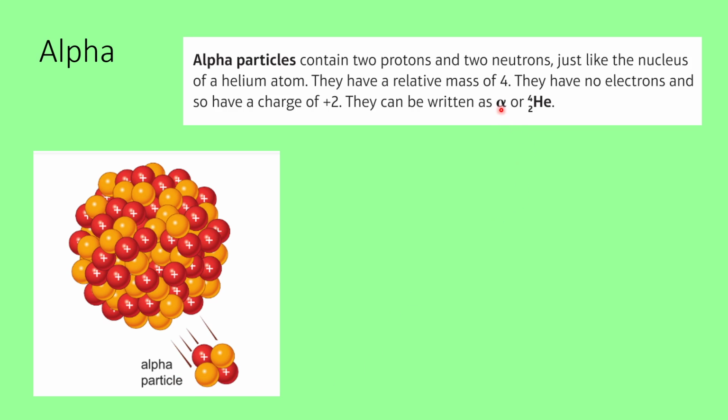Now, the symbol for an alpha particle is this here, this Greek alpha, or we can write it as a helium nucleus, as helium 2,4. 2 being the number of protons, the atomic number, and 4 being the number of protons and neutrons, the atomic mass.